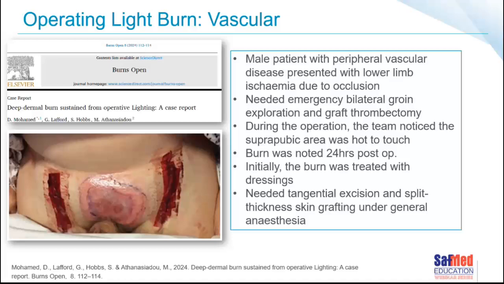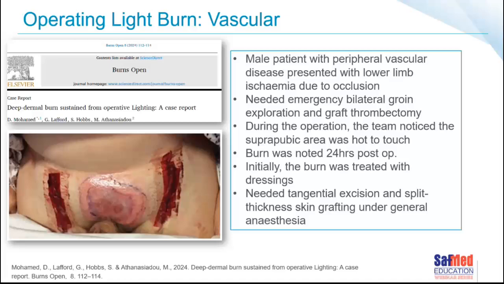So in both instances, the burns were not there immediately, but they were picked up 24 hours post-op. In both instances we were working in the inguinal region, so obviously quite a sensitive region. Initially, this particular burn was treated with dressings, and eventually it got worse and worse. It needed some debridement, some excision, and a skin graft at the end of the day. It couldn't have been pleasant to be the patient involved in this, I must say.